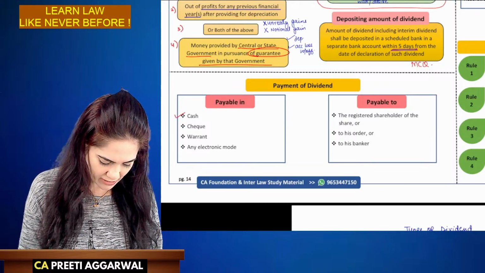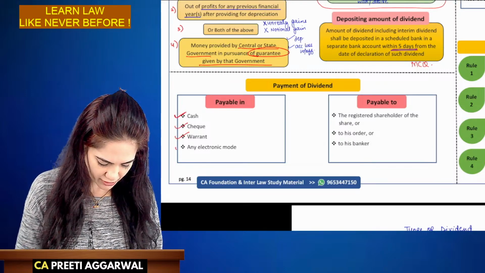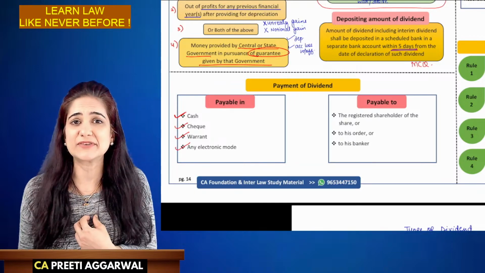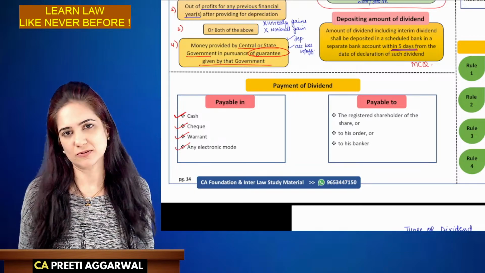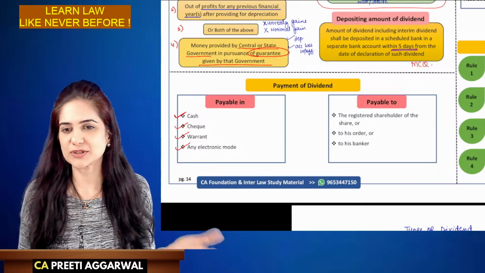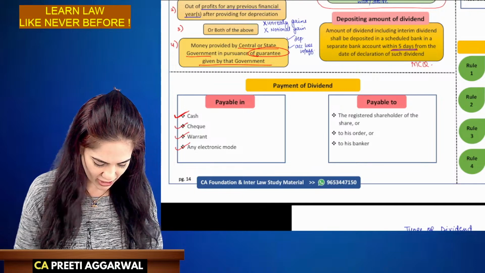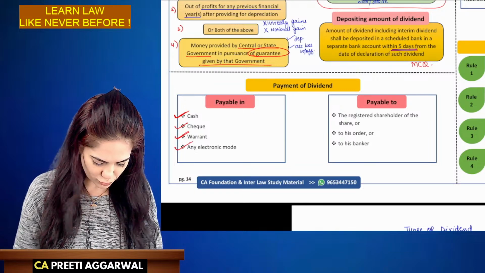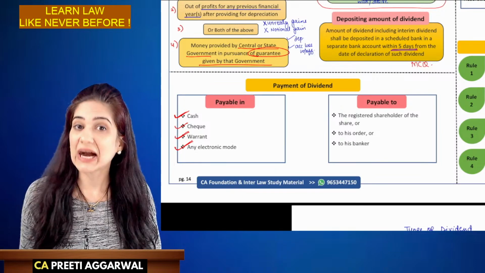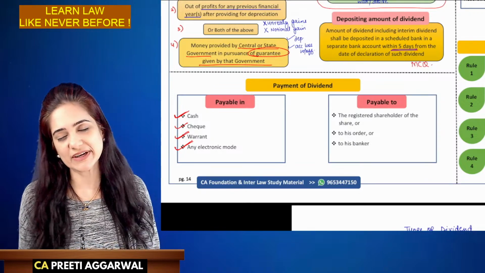Dividend will be payable either in cash, cheque, warrant, or electronic mode. Like I receive dividends through my bank account. I have provided my net banking details, so the dividend is received through my bank. So it may be paid in cash, cheque, warrant, or any electronic mode. I can also give it in kind. It can be given in kind.